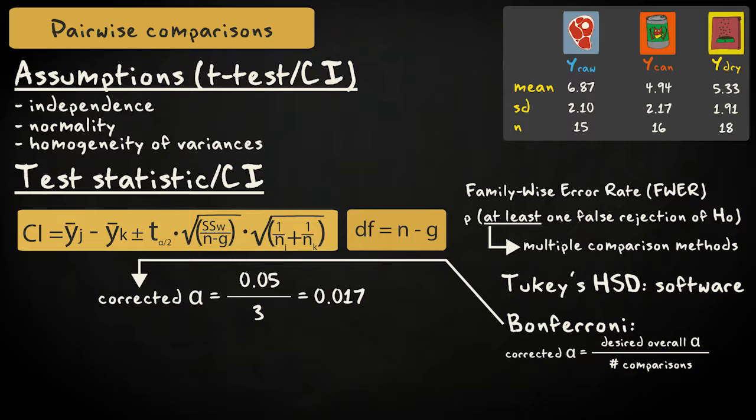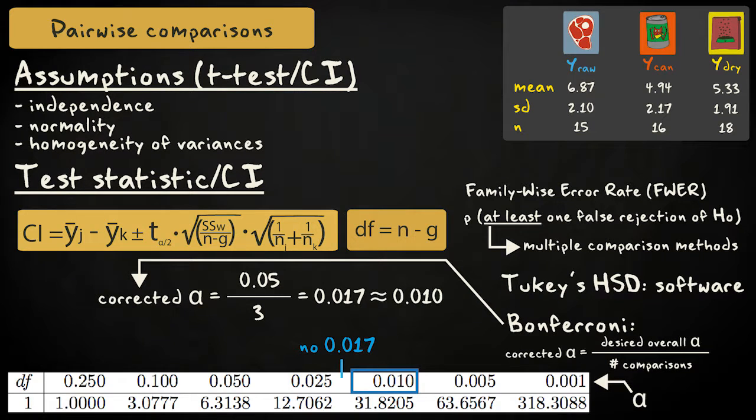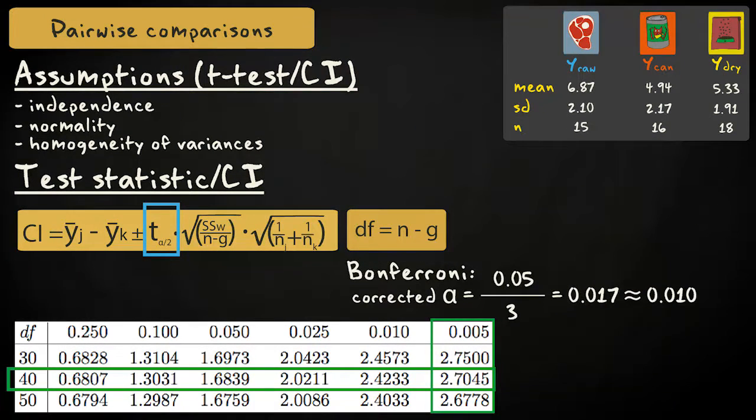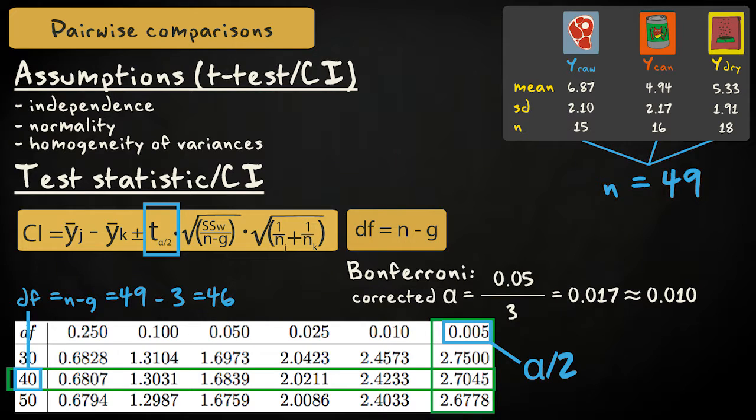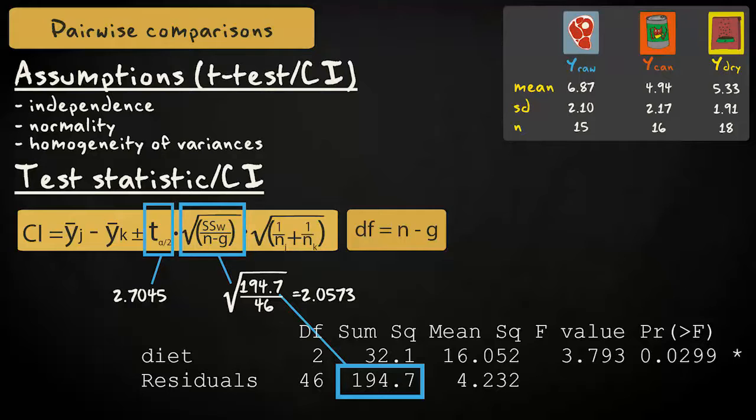In this example, we'll use the Bonferroni method and divide the standard alpha level of 0.05 by 3, resulting in a corrected alpha of 0.017. If we use tables to determine significance, we'll have to settle for a corrected alpha of 0.010, since 0.017 isn't in the table. The critical t-value is the value listed at 40 degrees of freedom, rounding down from 46, and half the significance level, so 0.005. We find a critical t-value of 2.7045. The residual standard deviation equals 2.057.